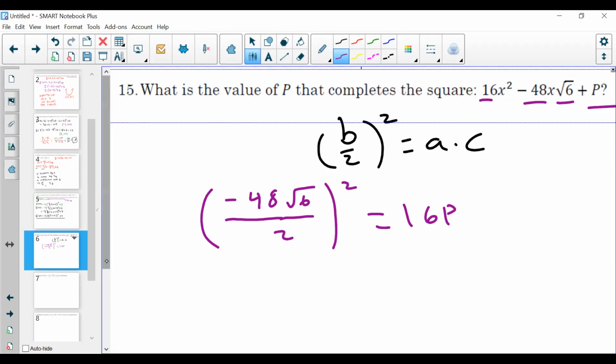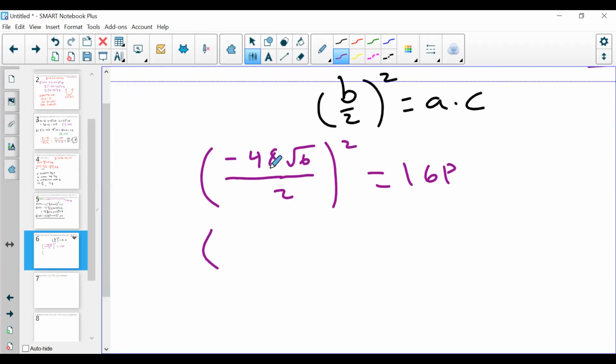So inside this parentheses, I can reduce it down. -48 divided by 2 is -24. Root 6 squared equals 16p.